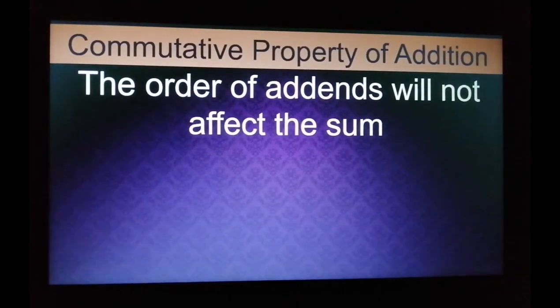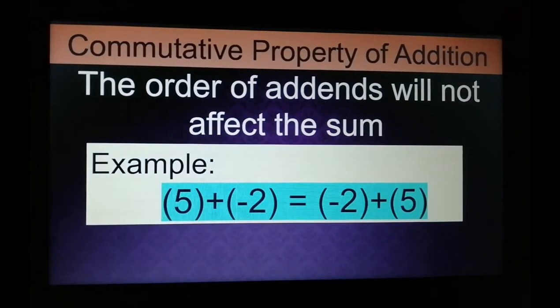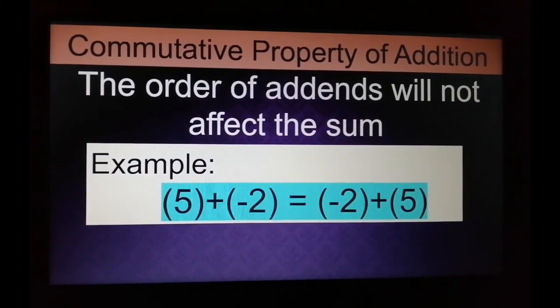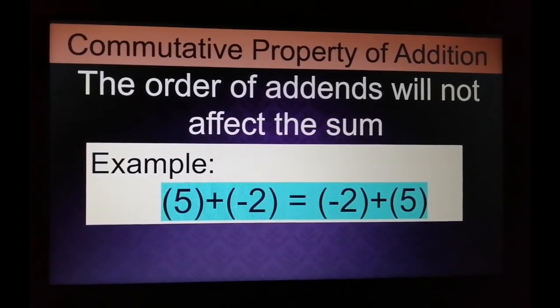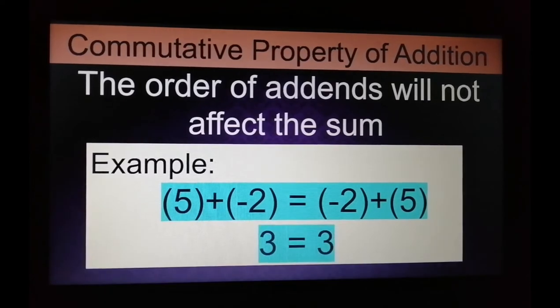So, let's have this example. The order of addends will not affect the sum. So, even though pagbalikta rin natin yung dalawang number, parehas pa rin sila na magiging sagot. Example, 5 plus negative 2 is equal to negative 2 plus 5. So, pinagbaliktad natin yung dalawang number. Tingnan natin kung parehas sila ng sagot. Yes, parehas sila.